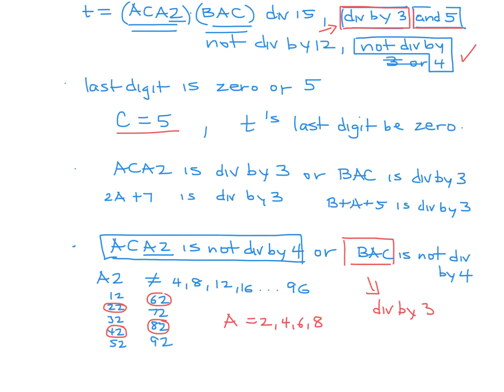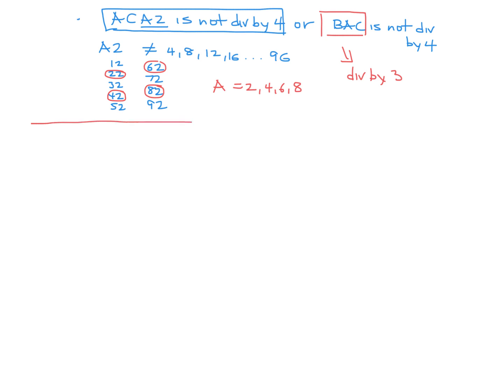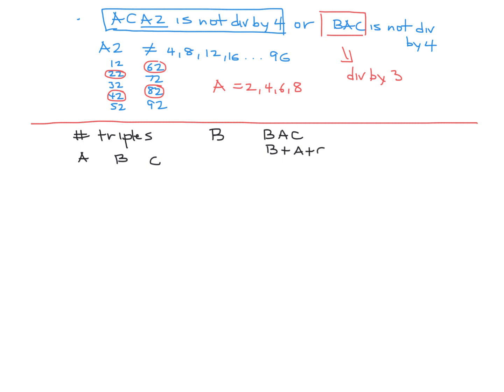So this is going to require a little bit of work. We're going to have to make a table here. All right, let's make a table. We're going to have to eventually get the number of triples. So we have A, B, and C. And then we're going to eventually figure out B, and then we're going to have BAC. But then, of course, we have to get the sum of the digits, B plus A plus C.